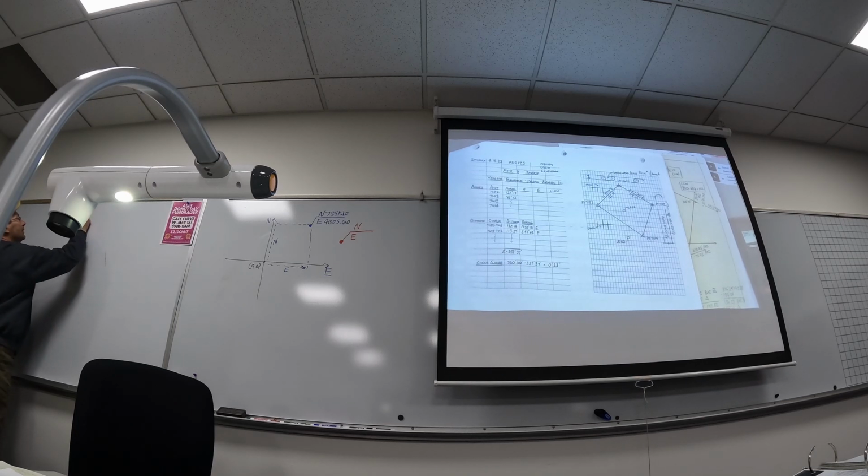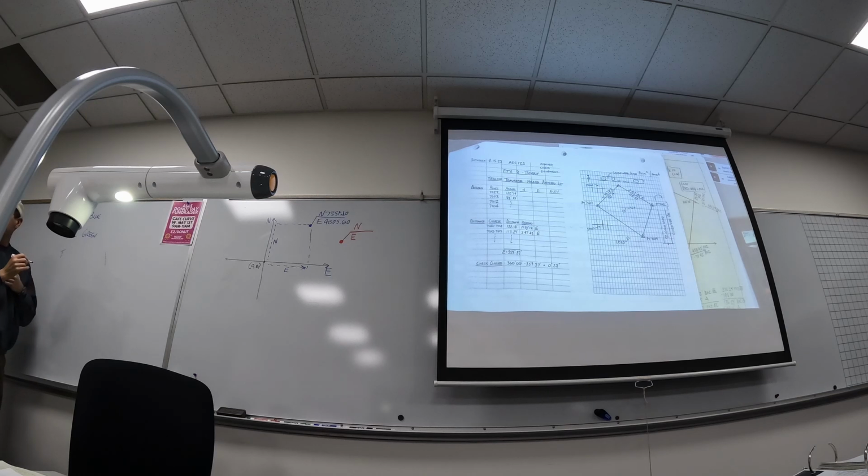I'm going to go 1. So this team will be blue. 2, I think, is green. So we'll only need to do 3 traverses. And then team 3 is the orange.